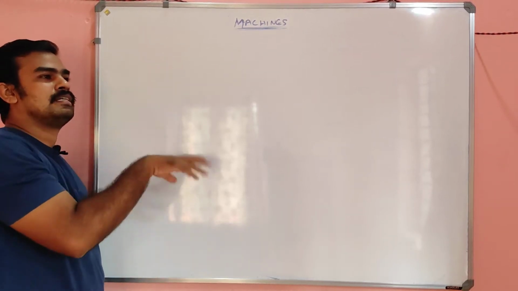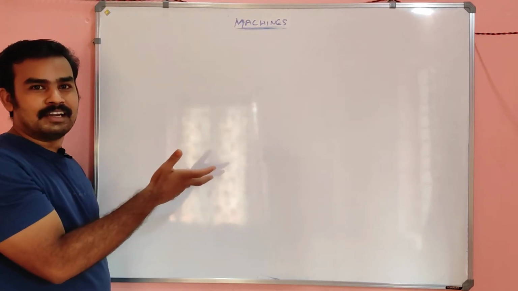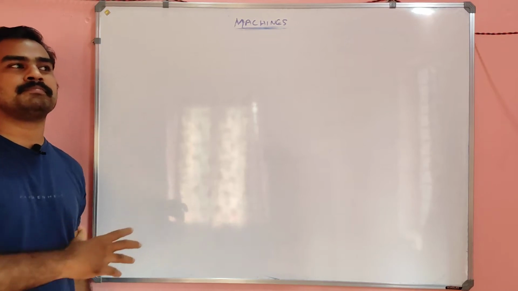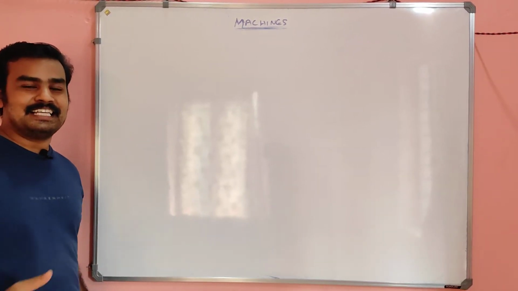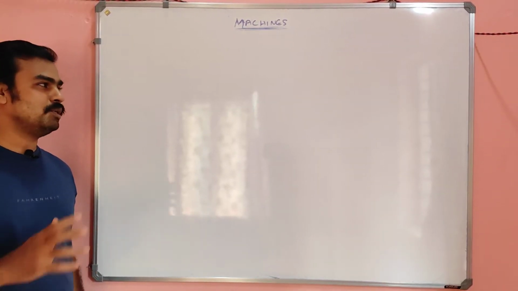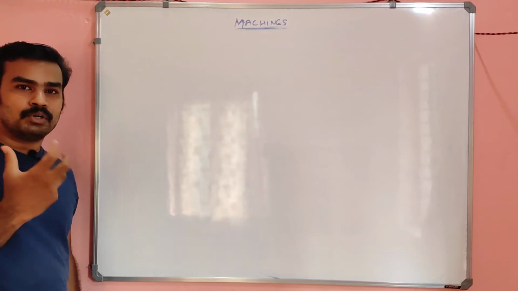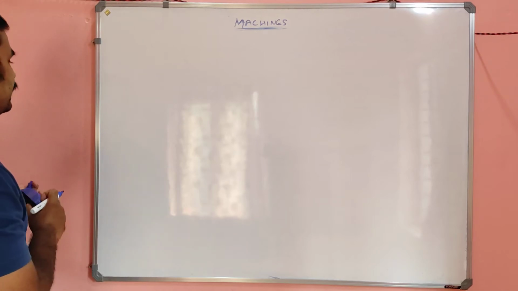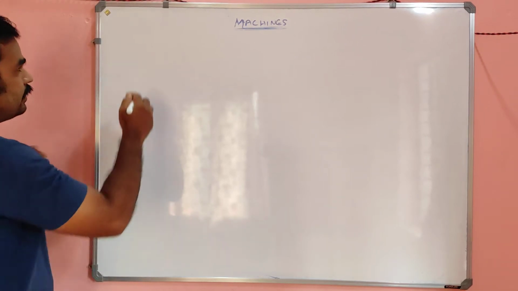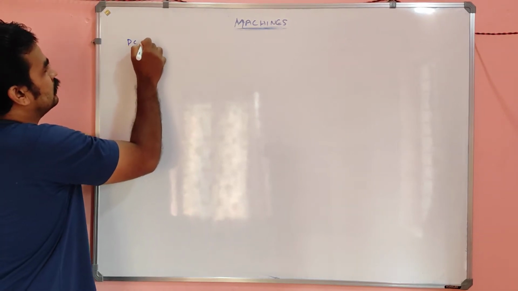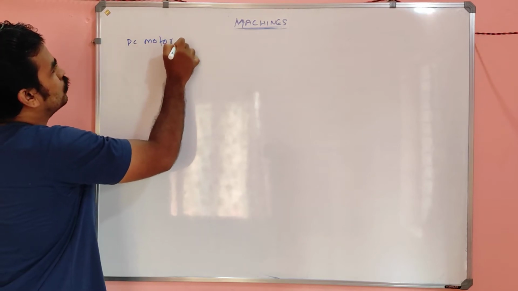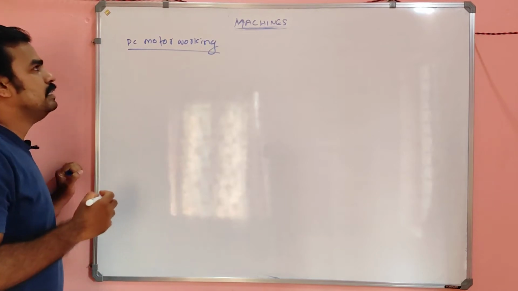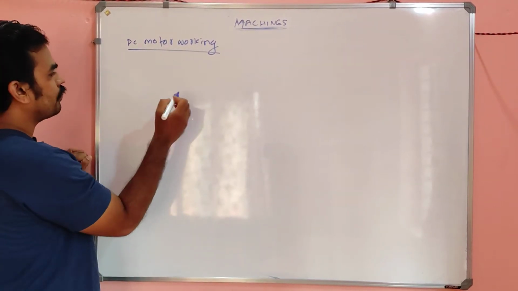I simply told that in a magnetic field the conductor will rotate, so I want to explain more. Then only it will be for my satisfaction. I want to tell you how the DC motor exactly works. So for that let's take a heading like DC motor working. Okay my dears, DC motor working.